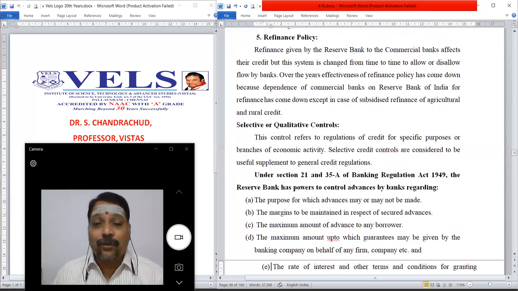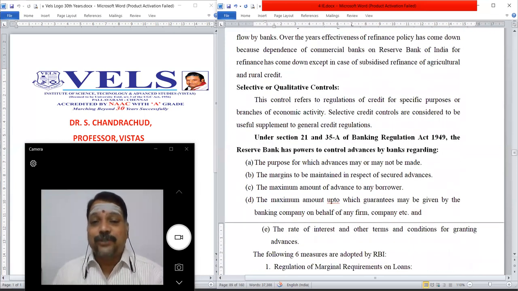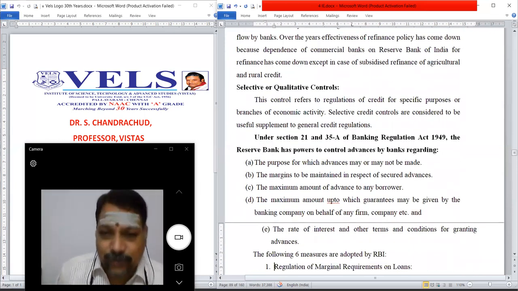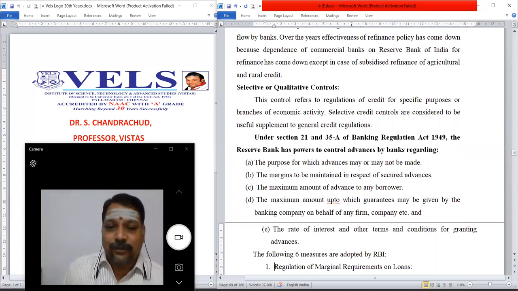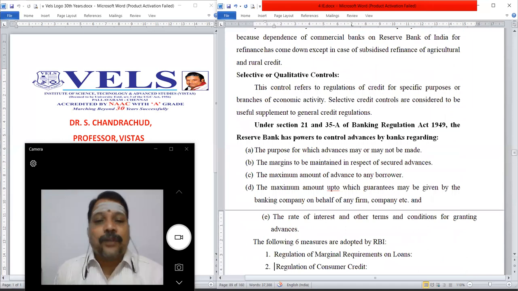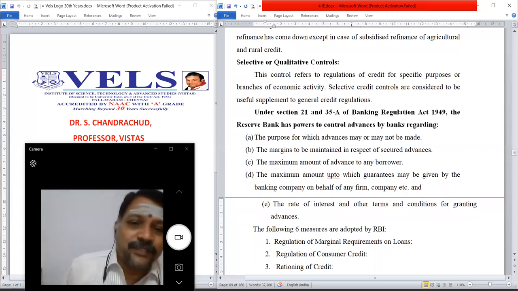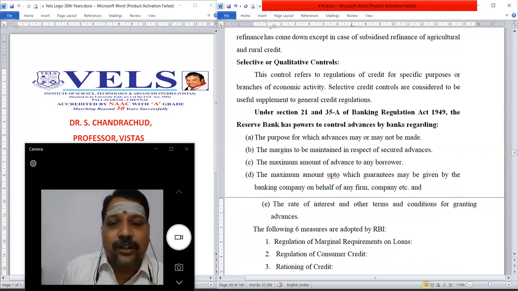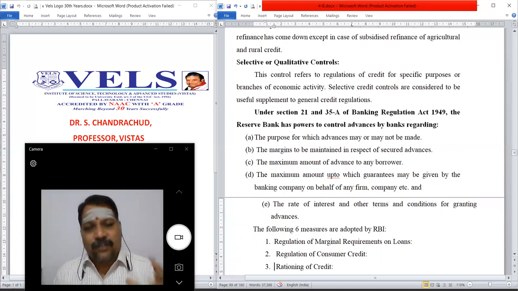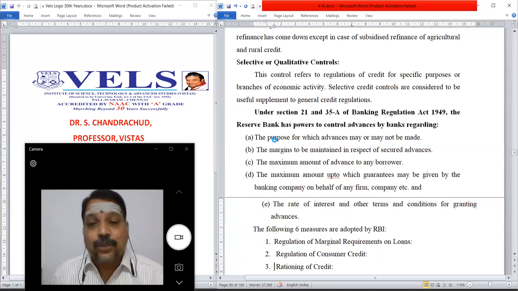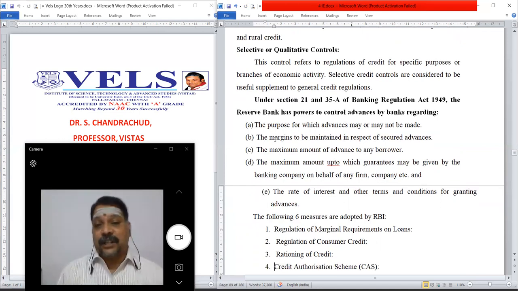Now we'll move to the qualitative measure. We used to call it the selective credit control method. That is selective control of credit. This control refers to regulation of credit for specific purposes or branches of economic activity. Selective credit controls are considered to be a useful supplement of general credit regulation.